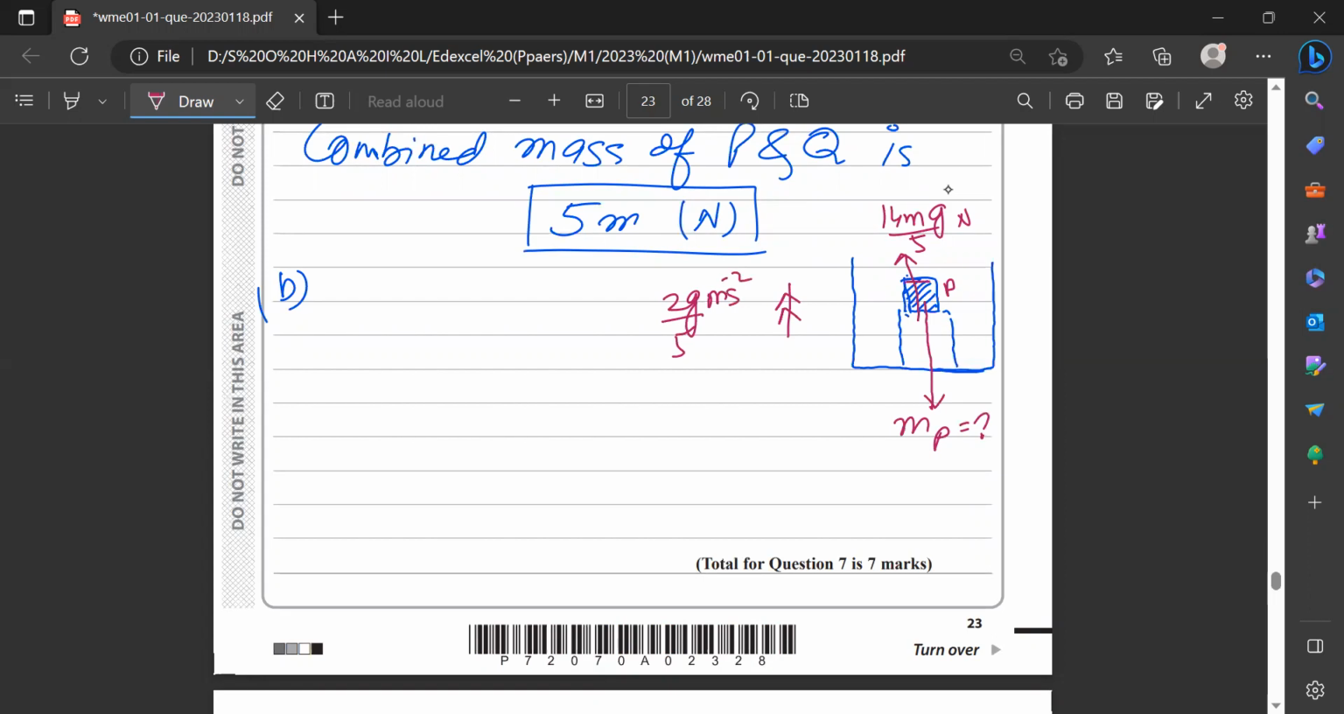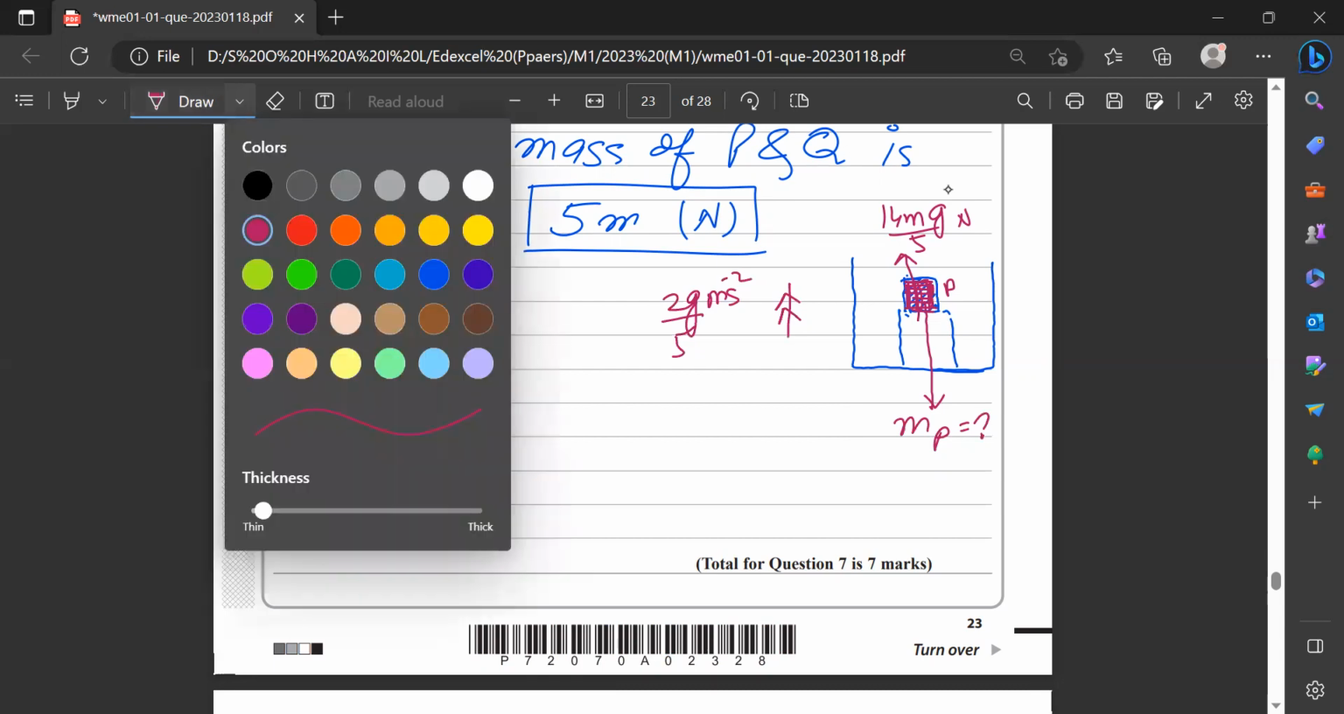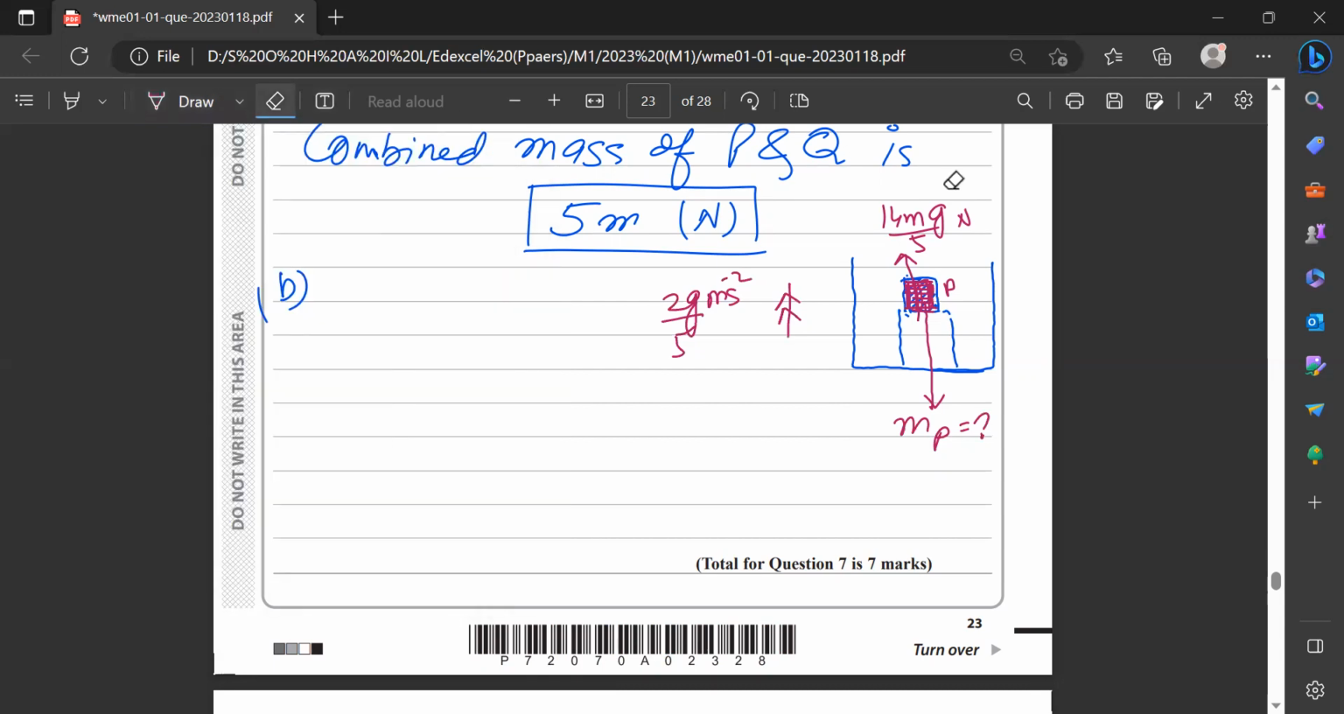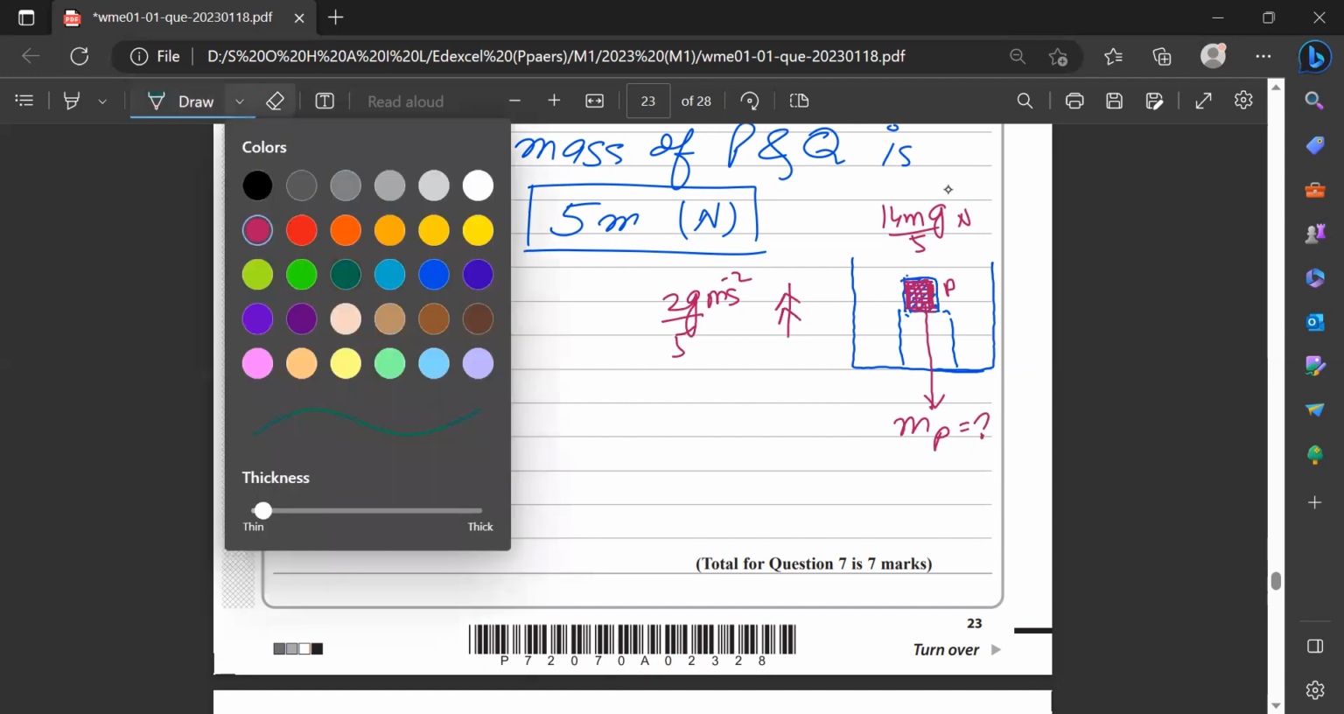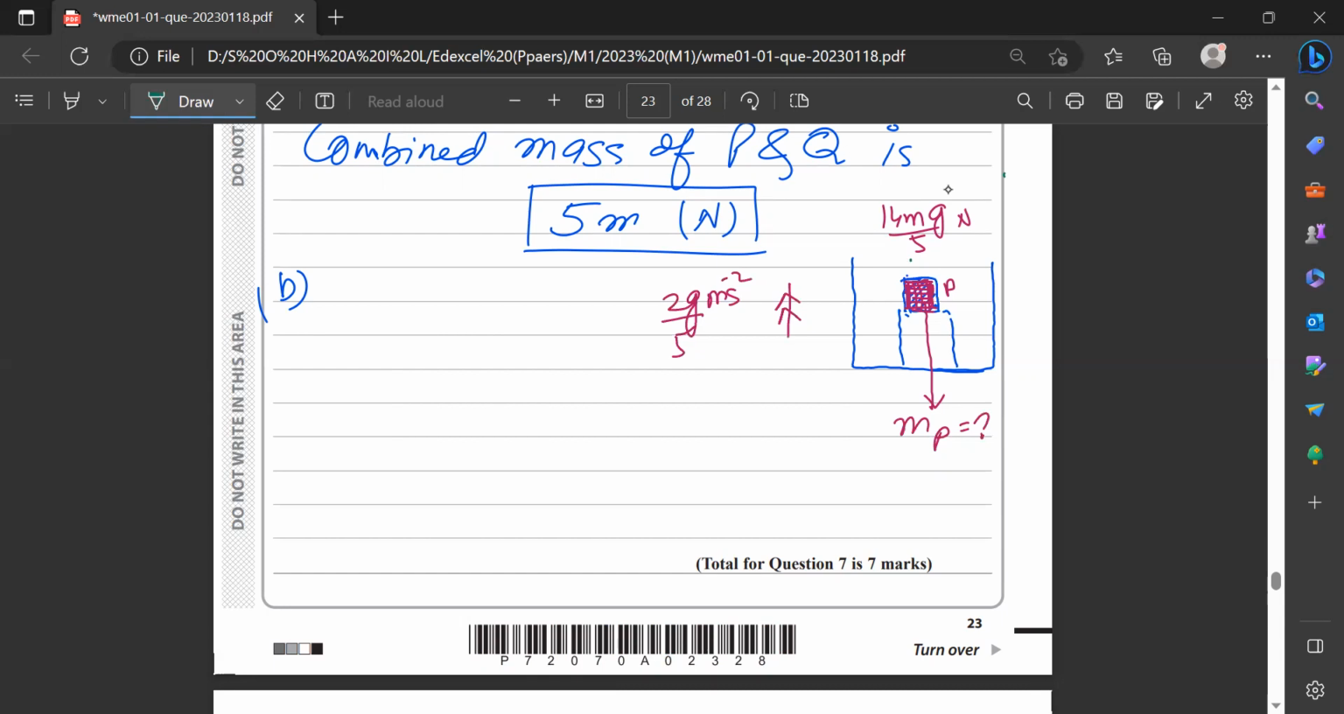So my entire focus is here on P, and I just show the forces which are acting on P. The force acting on P by Q was 14mg over 5, which I have marked here in the upward direction. And the second is the weight of P, which is question mark. So in this way, you can draw the figure. This is the force exerted by Q on P, and the whole situation is moving.